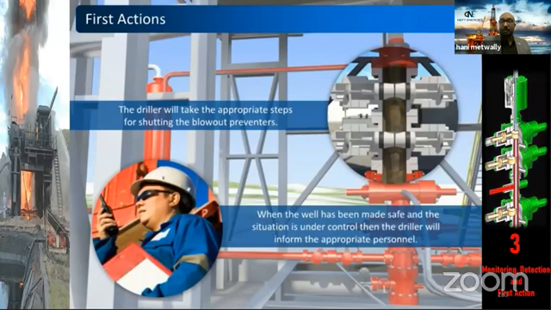After that, he will check that the well is secured. We don't have any flow. We don't have any leak at surface. Everything is okay, we secured our well. Then he will contact the supervisor to say that we have a flow and I control the situation, and we need to start taking the second action.